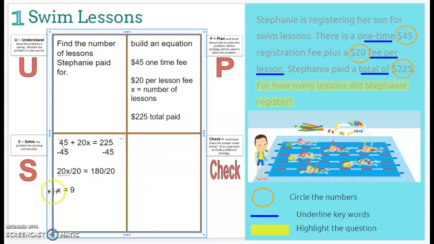Now, how do I know that that is correct? Because that would be 9 lessons is how much Stephanie paid for. But how do I know that's correct? Well, I'm going to plug this 9 in where this x is. So where there's an x, I'm going to plug in what I believe is my answer. So 45 plus 20 times 9 lessons equals $225.